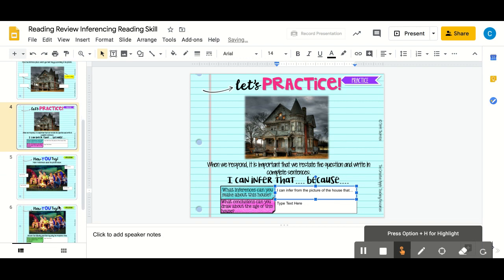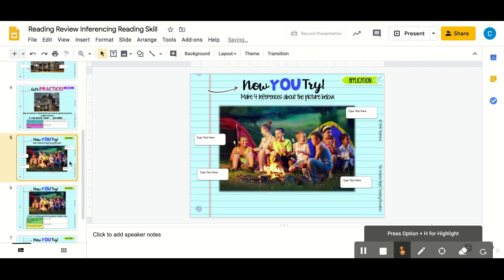Let's take a look at this next one. When you infer here, you do not have any choices. You are making your own inferences, and you're going to type them in those text boxes that just lit up. So make sure you take time and you look at this picture really closely. What can you make of this picture? What 4 inferences can you make about this picture?